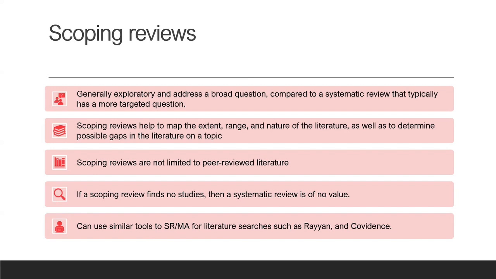The key thing about a scoping review is that if you don't find any studies, then there is no point in a systematic review. So generally people do it on topics where there is not much information available, to decide whether they should do a systematic review. So that's a good start if you do a scoping review in that sense. And you can use similar tools like Rayyan and Covidence for scoping reviews as well.